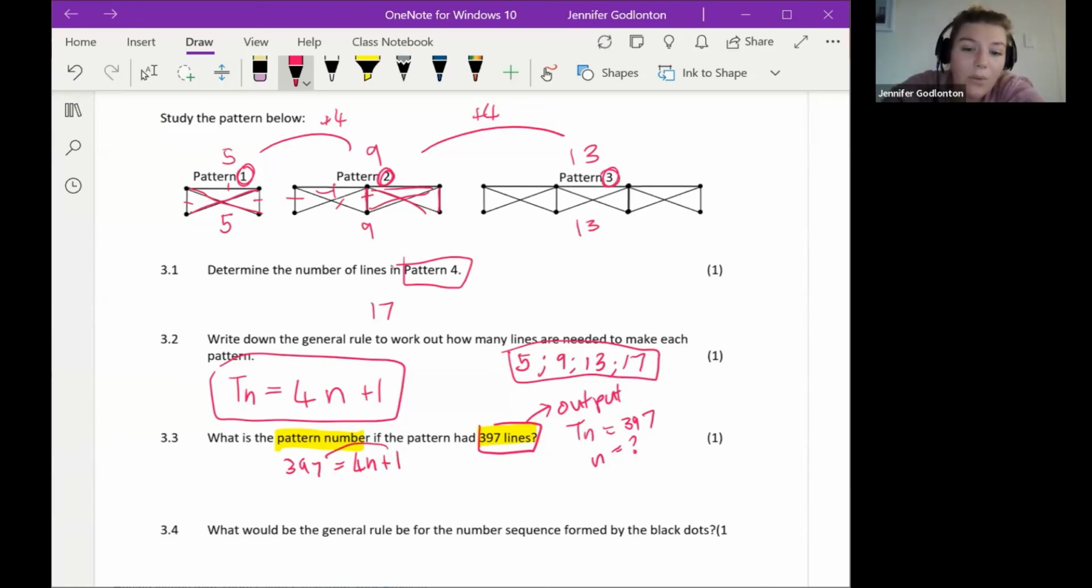We're going to bring that 1 over, so we get 396 is equal to 4n. And then we divide that by 4. Yes. But careful, it's not Tn that we're solving for here. We're solving for n, and in n we get 99.